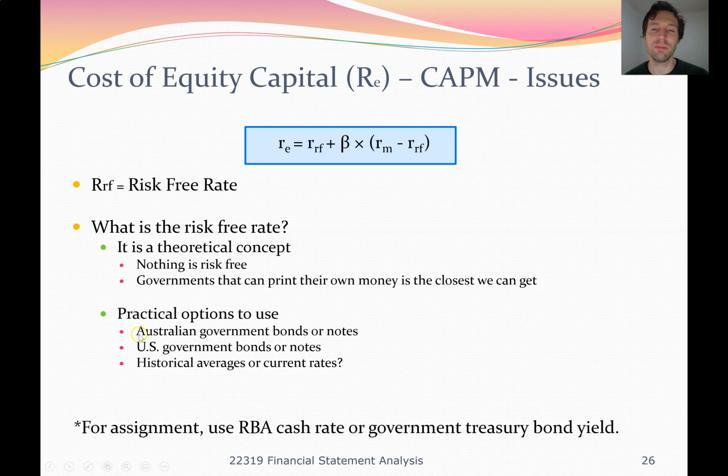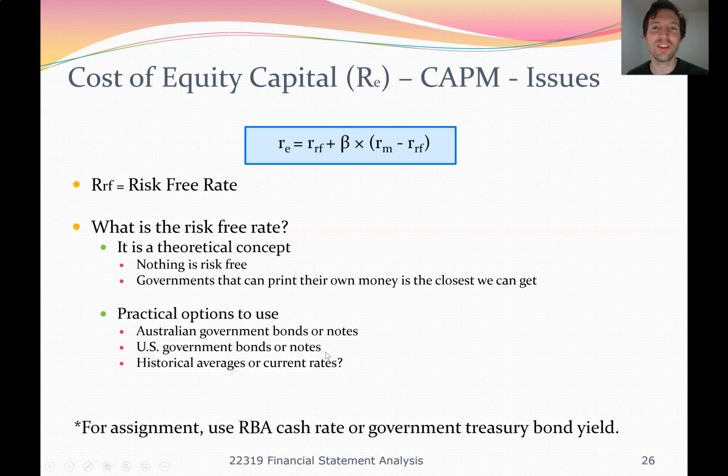Here are some of the choices that people make, and there's no best answer. There's no perfect answer for this. It's an estimation that has lots of error involved. We could use Australian government bonds or notes, and I've said, for the assignment, as a recommendation, you could use the RBA cash rate, go on their website and check out their cash rate. If you're valuing a company that is multinational, you might look at US government bonds or notes.